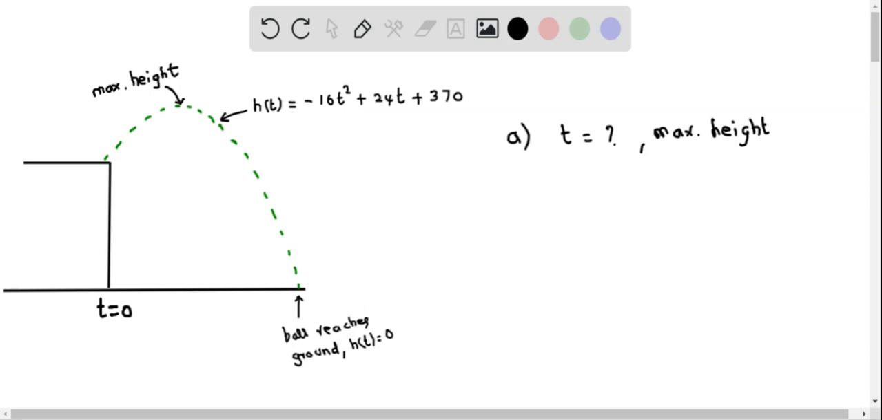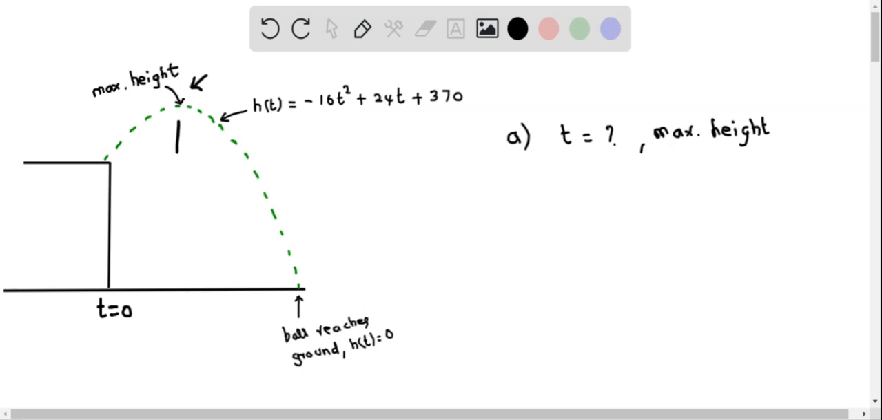That is, the ball travels according to the function h of t equals negative 16t squared plus 24t plus 370. So basically this is a quadratic function. Therefore the path of the ball is described by this quadratic curve or the parabolic curve. At this point, as indicated here, the ball reaches the maximum height.